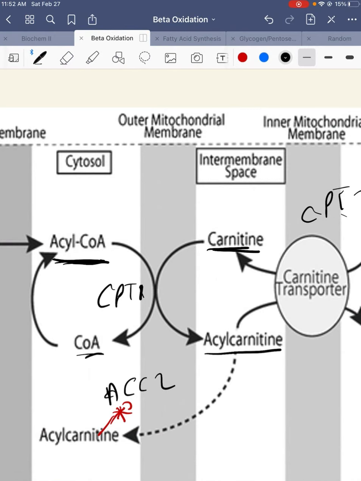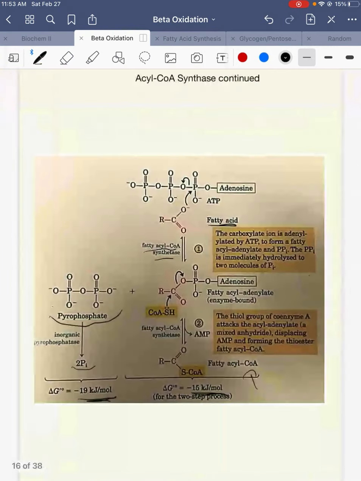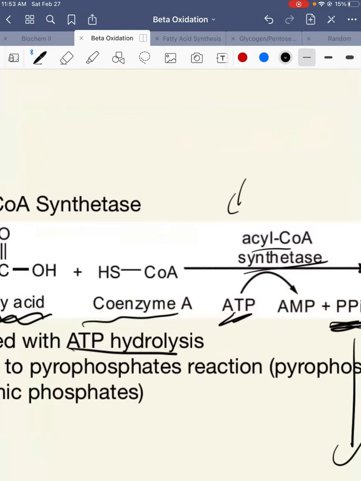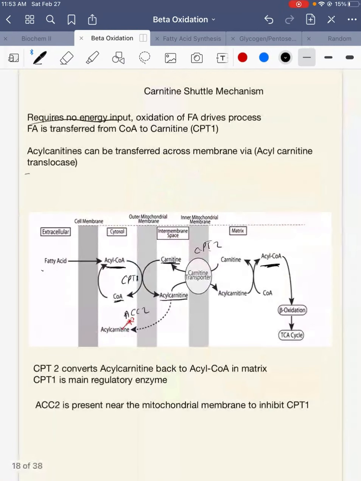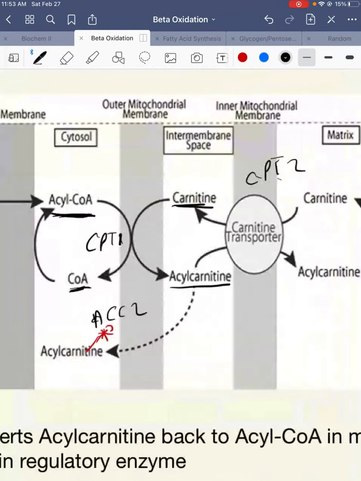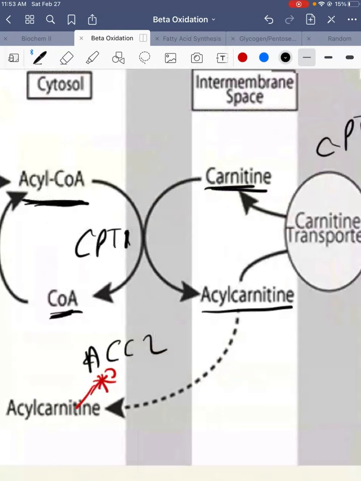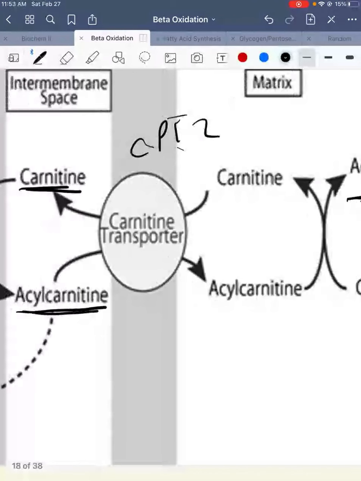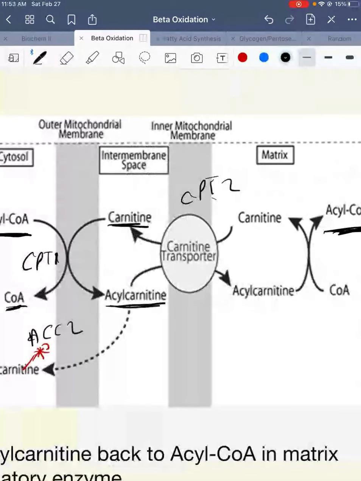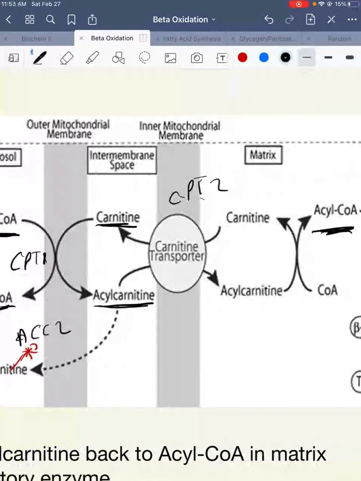This CoA can then be used in acyl-CoA synthase, in a different reaction to make a new fatty acyl-CoA. So we make the CoA in the cytosol so that the reaction can continue forward, and carnitine now becomes acyl-carnitine. Okay, so now that we have acyl-carnitine in the intermembrane space, let me zoom out. Okay, so acyl-carnitine in the intermembrane space. We want to transfer the acyl inside the matrix, right?